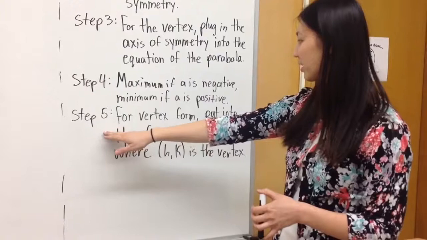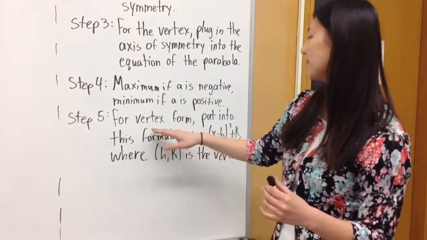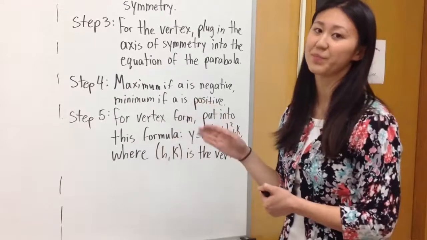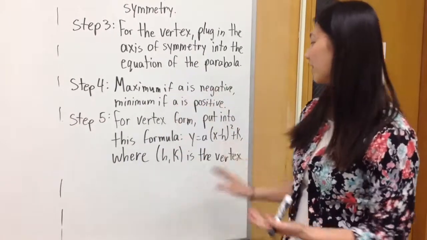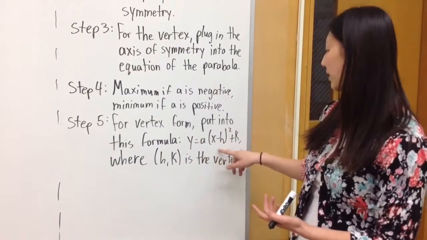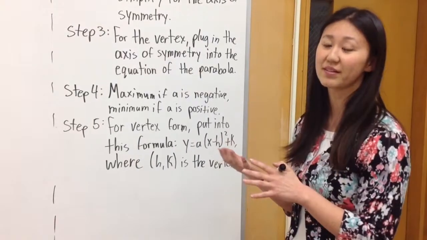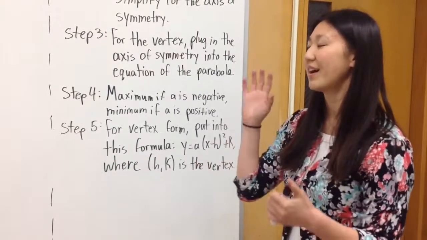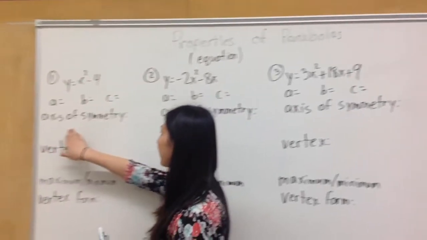And so here, we're going to look at step 5, that's our last step. We're looking to put it in vertex form. So putting it in vertex form, we're really putting the vertex in this formula right here. So we put in A, and H and K are really just the x and y coordinates of the vertex. We're just going to see a couple examples on how this is done. So here's our first example.